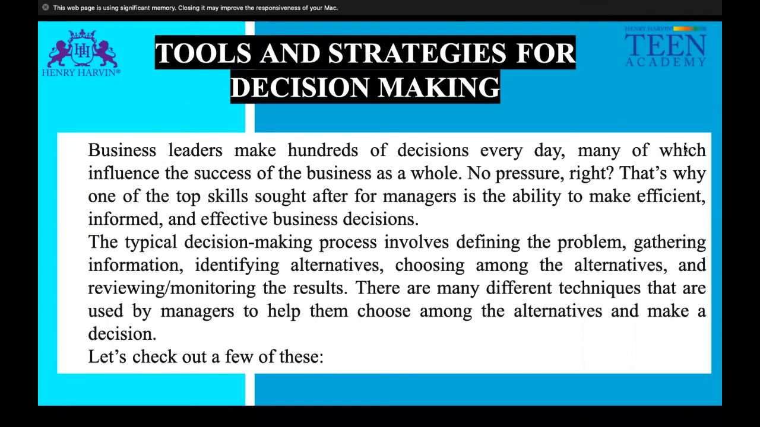Now comes the most important part of the CFO's role, which is talking about the tools and strategies for decision making. When we're talking about the tools and strategies, we have to make sure that all these decision making processes revolve around the problem that we have identified. What amount of information do we have related to the problem? And we need to identify the alternatives as well.